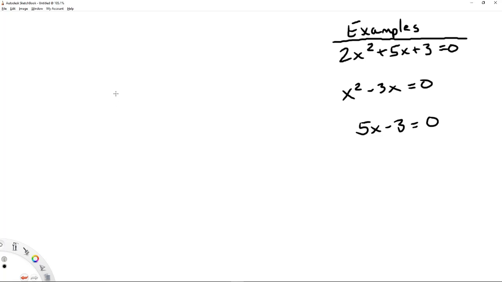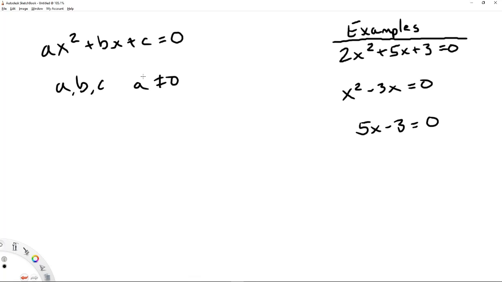Parabolas are created by equations called quadratic equations, and these equations almost always have the same form as shown. So this right here is called a quadratic equation, and it's ax squared plus bx plus c equals 0. The values a, b, and c are given, and so they are known values, and a cannot equal 0. And obviously x is the variable, and we do not know the value of it. To the right are some examples.